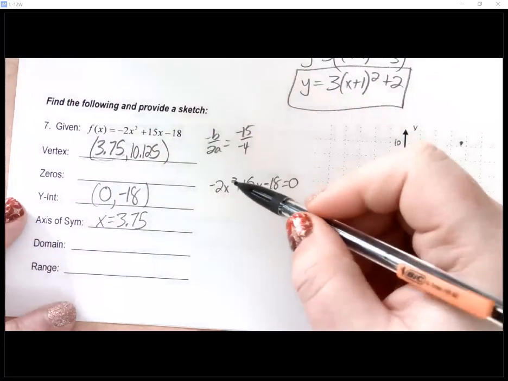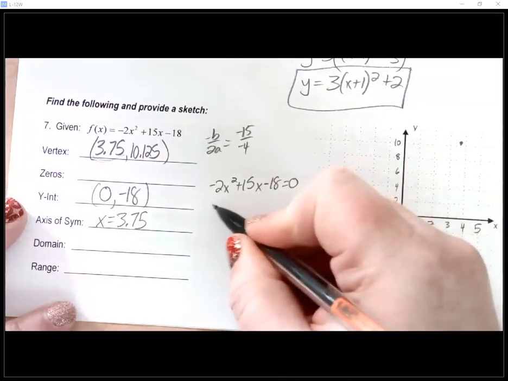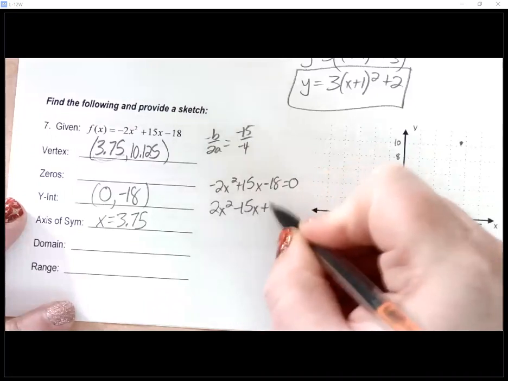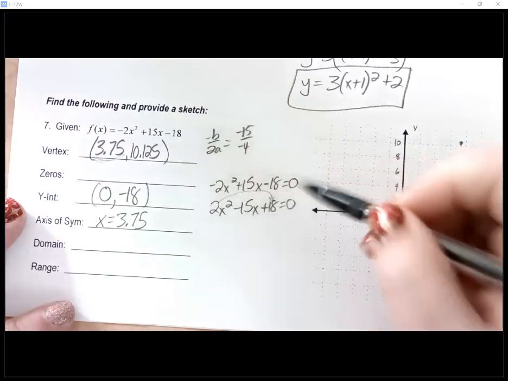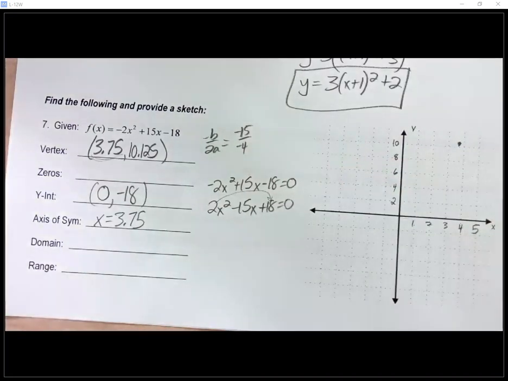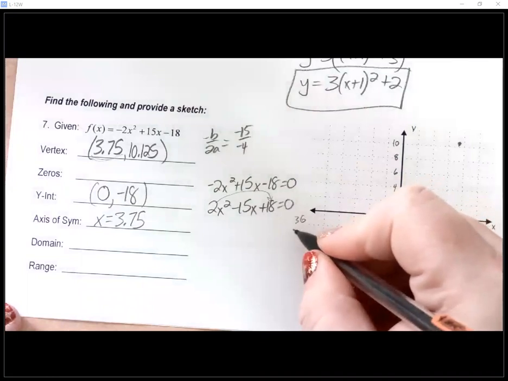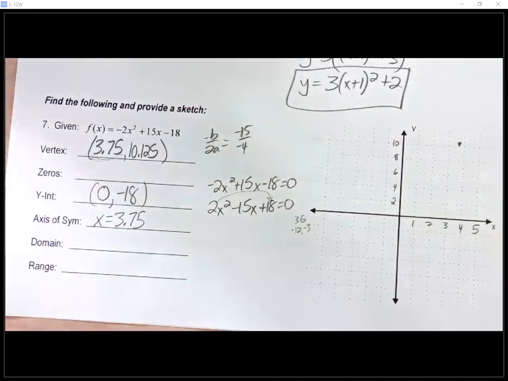First, I hate when my leading coefficient is negative. So I'm just going to divide everything by -1. You don't have to do that, but I can't stand it when it's negative. So I'm going to try and factor it. So I do slide and divide. You do what you do. I'm looking for factors of 36 that add to -15. -12 and -3. Yeah, perfect. So this thing does factor. That's a good sign.